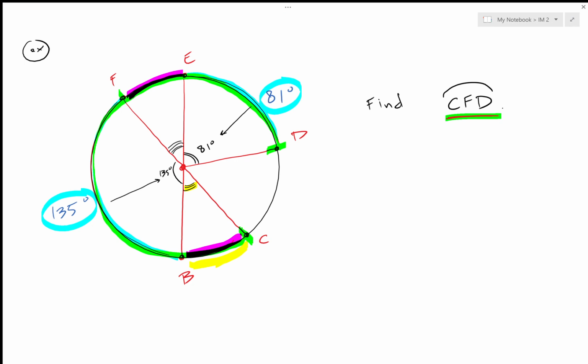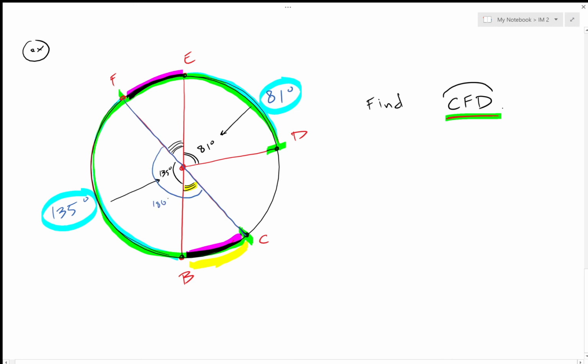Now, once we run out of numbers, you see we've used the 135, it didn't lead us anywhere. We used the 81, didn't lead us anywhere. What we want to do now is look for any other clues that might help us. And in this case, straight lines that go through the middle. So for example, I see that F to C goes straight through the middle. And a straight line through the middle is worth 180 degrees. Remember, straight line right through the middle, 180. So I know from F to C is 180 degrees.